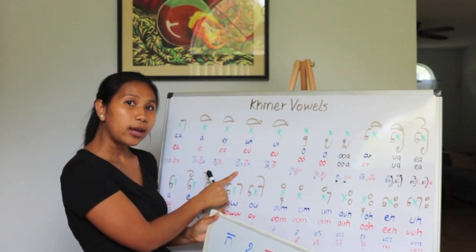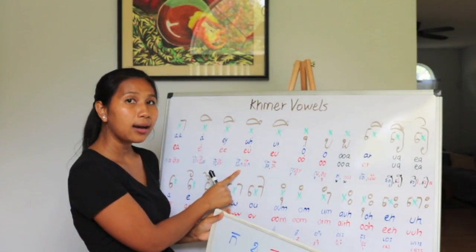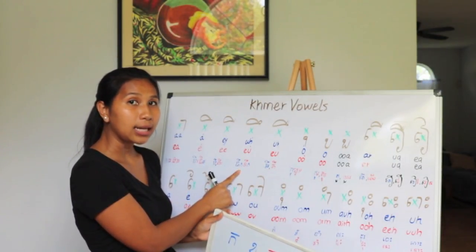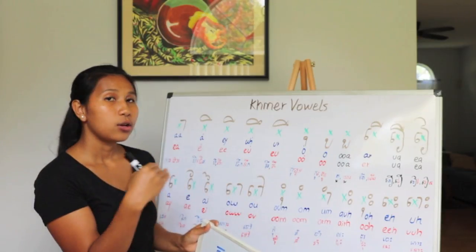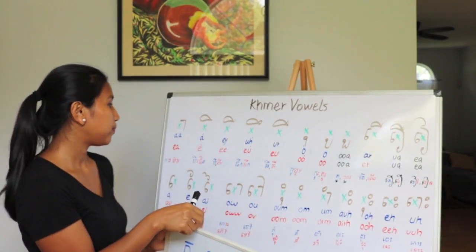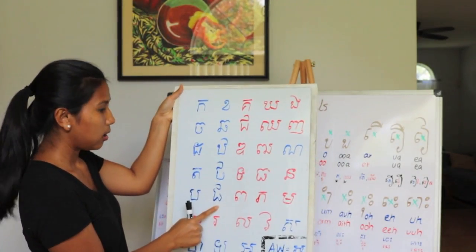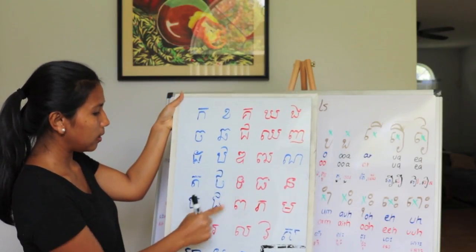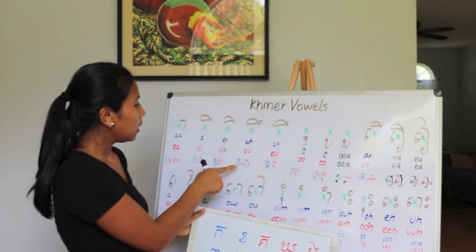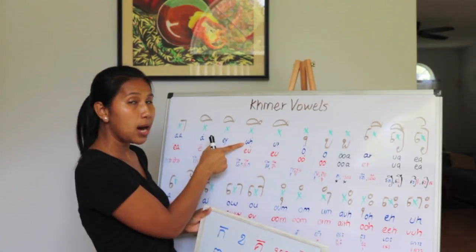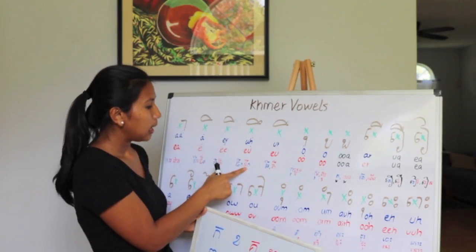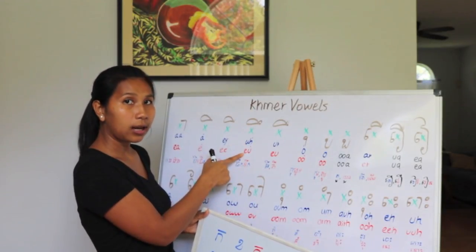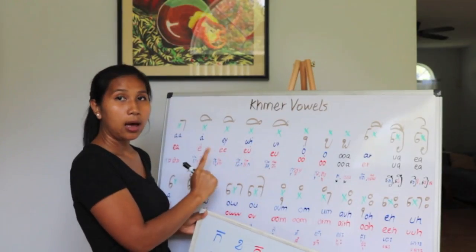Sra-a has two sounds. The word sample here is pa-ta, which means drink water. Pa and tho. So pa, pa nang ka, pa. Tho, nang ka, ta. So we got pa-ta.